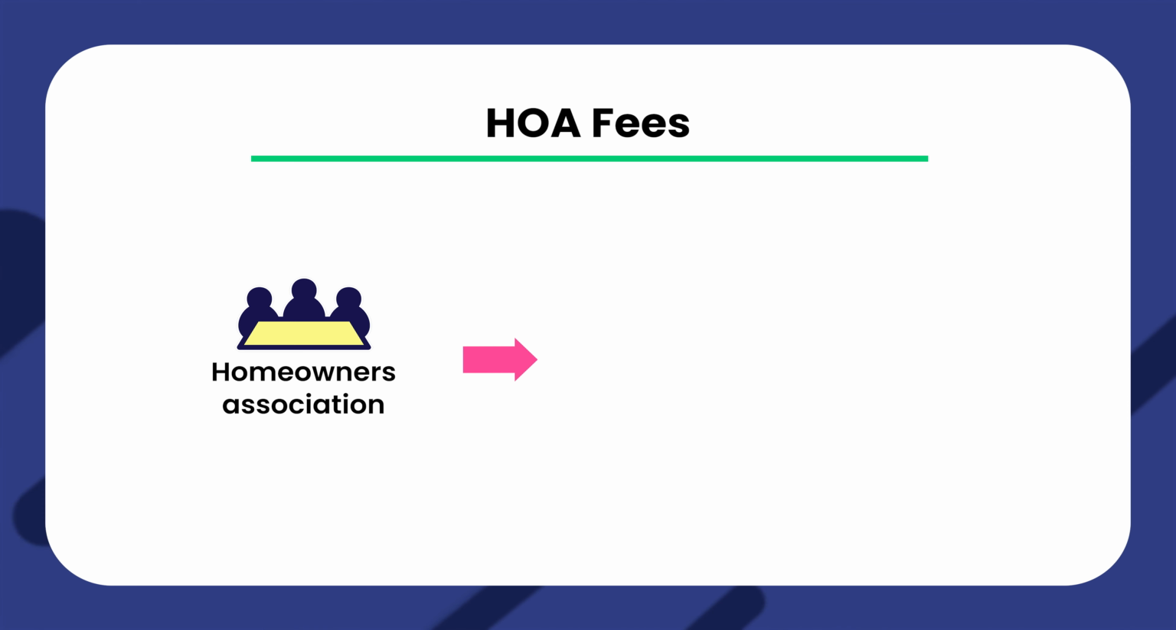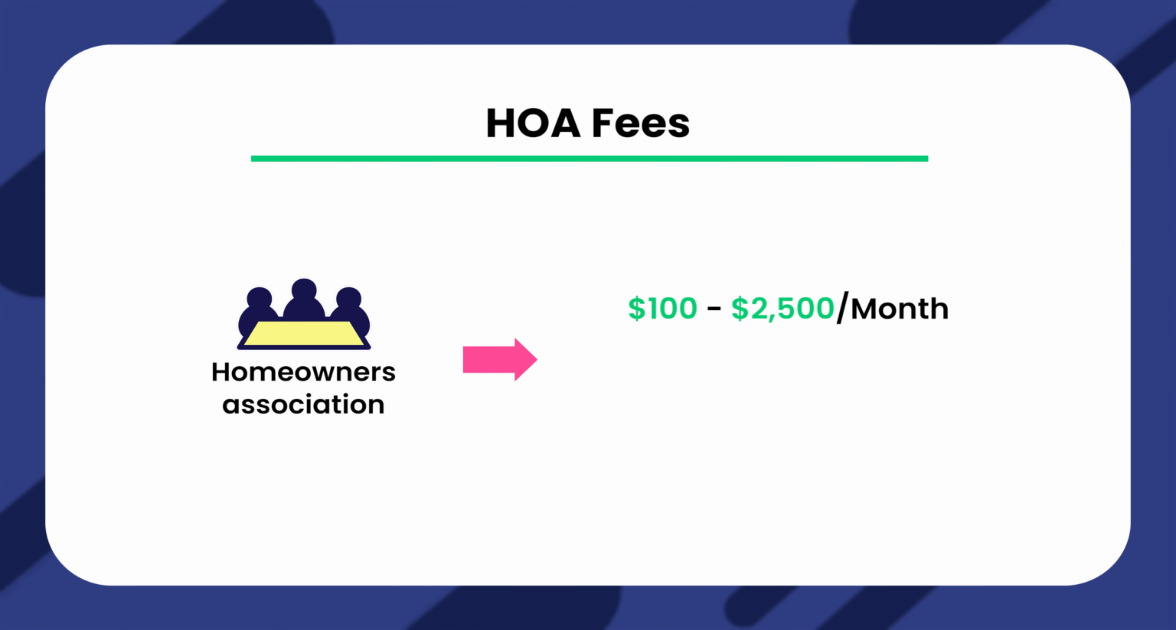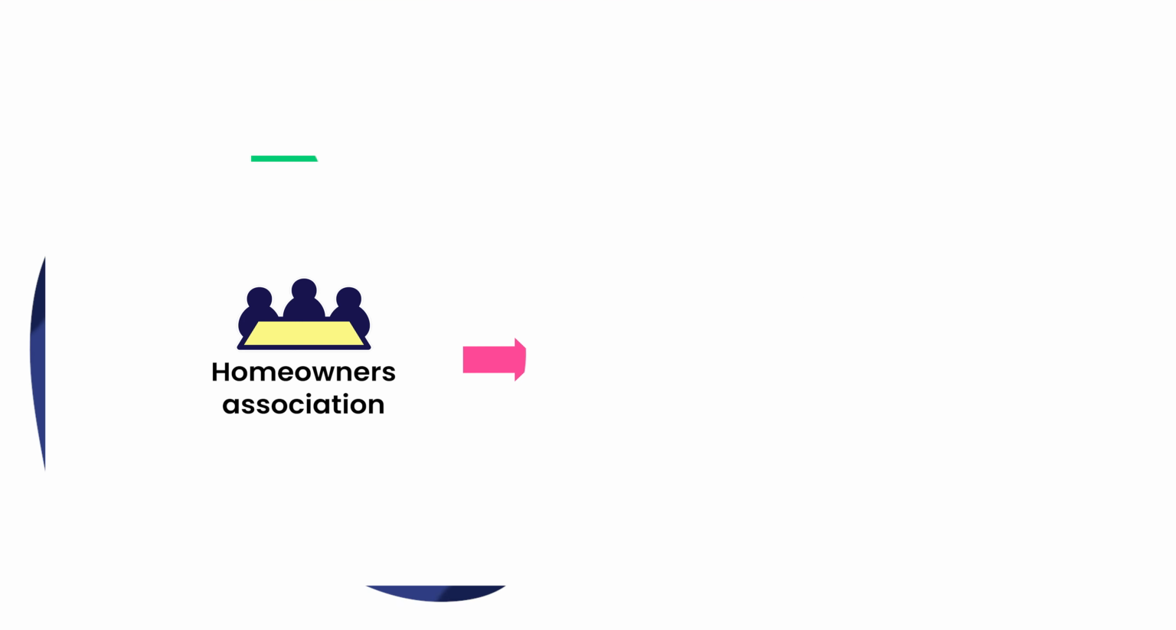As I mentioned before, the fees for an HOA vary drastically. A normal range for HOA fees can range from $100 to $2,500 a month, with the average being around $300 to $700. The higher the service fee, the more services you will be provided.